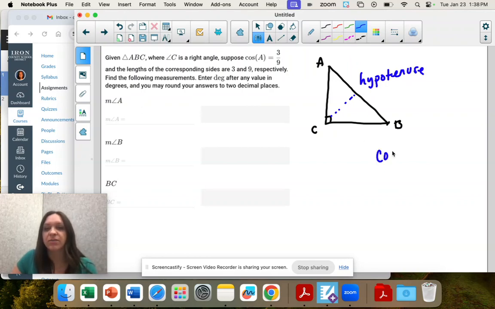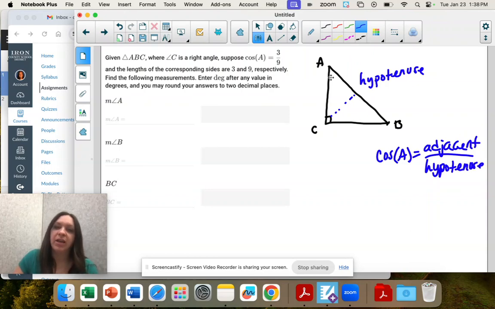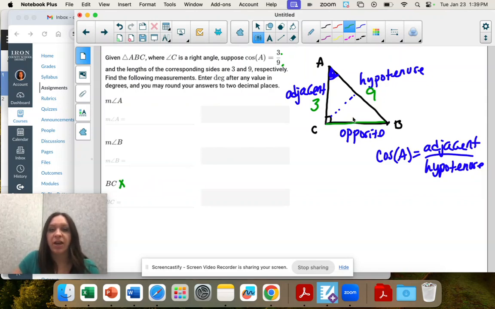And we're given cosine. So remember, cosine of some angle is adjacent over hypotenuse. So if we're looking at angle A, this side is the adjacent, and then all the way across would be the opposite. So we're actually given these side lengths, 3 and 9. So this is 3 and this is 9. And then we will be finding CB or BC. We'll call that X. But let's start with the angle just because it's a quick operation.